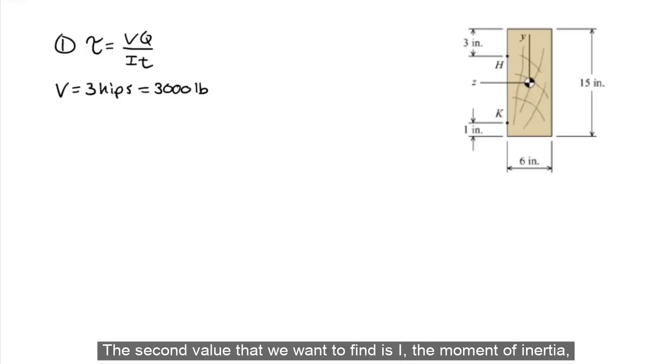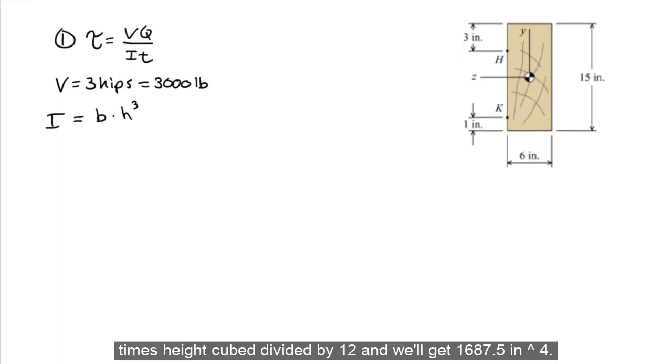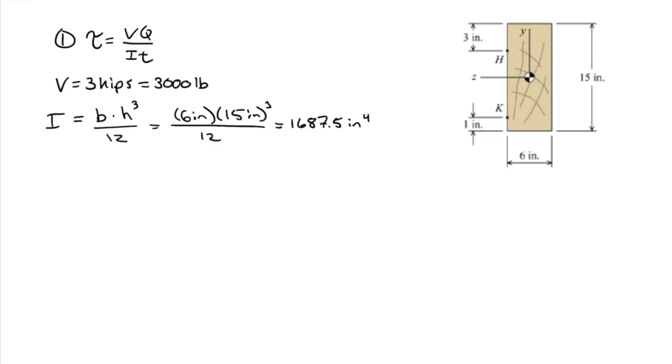The second value that we want to find is I, the moment of inertia, which is equal to base times height cubed divided by 12. And we'll get 1,687.5 inches to the power of 4.